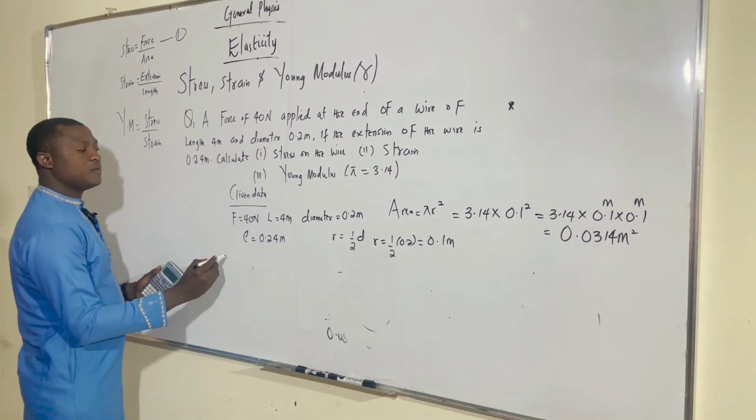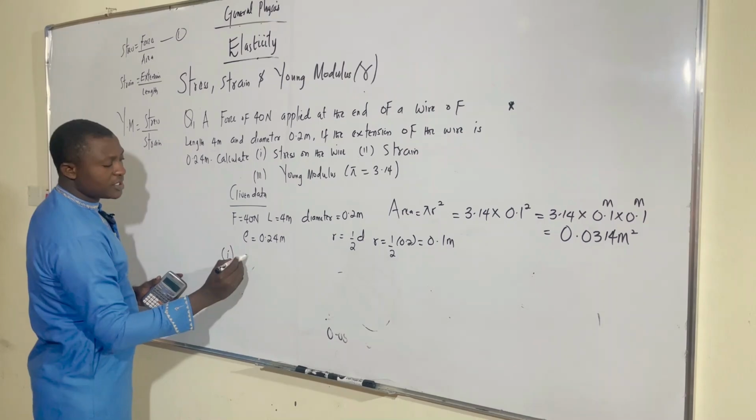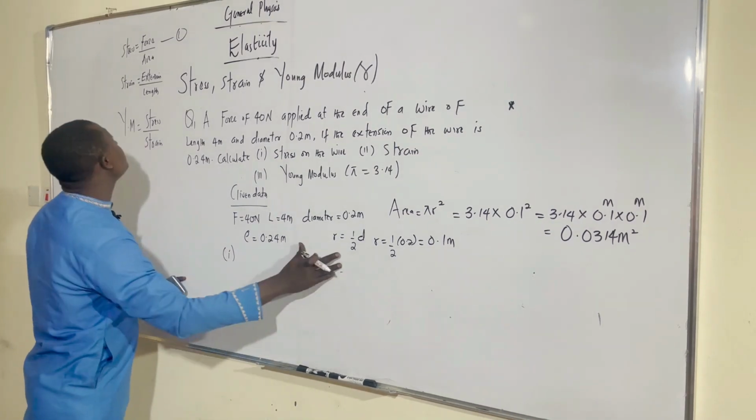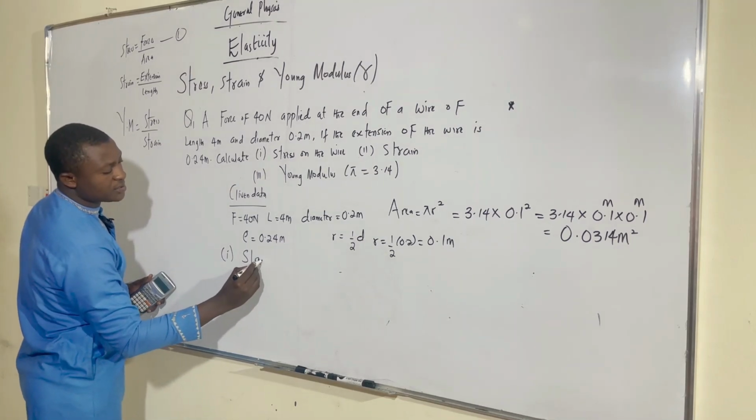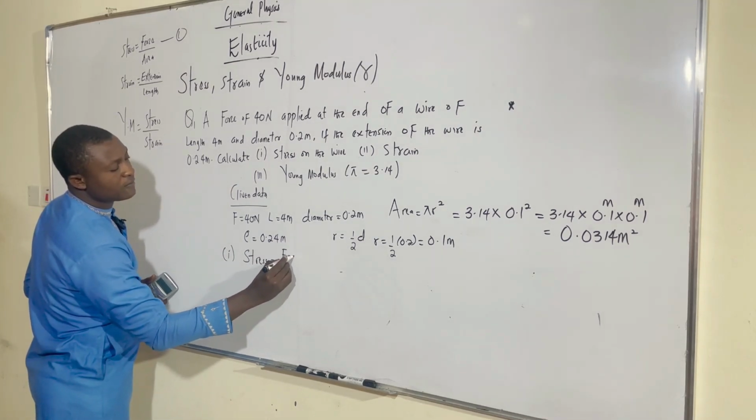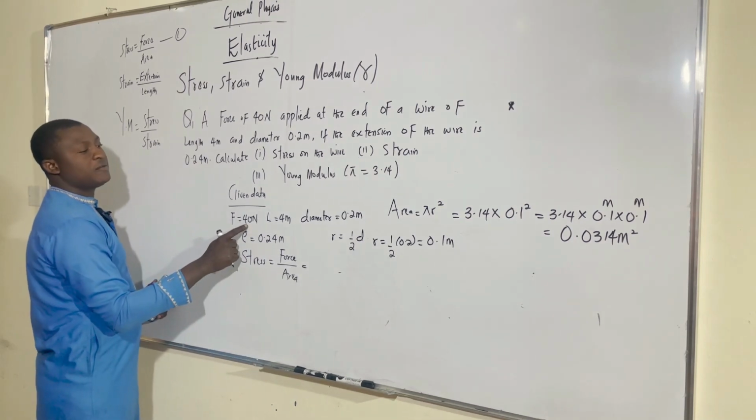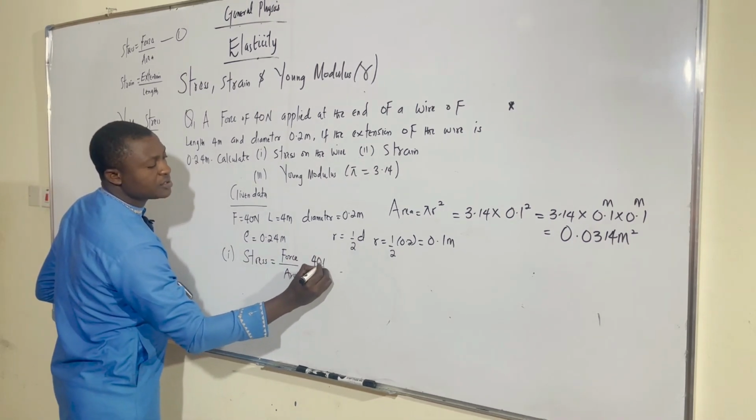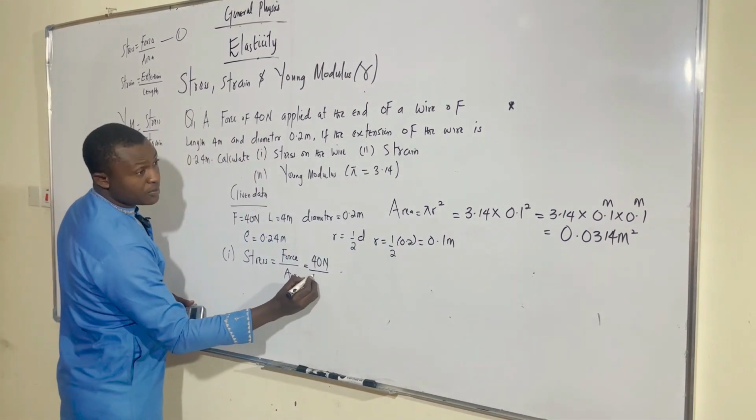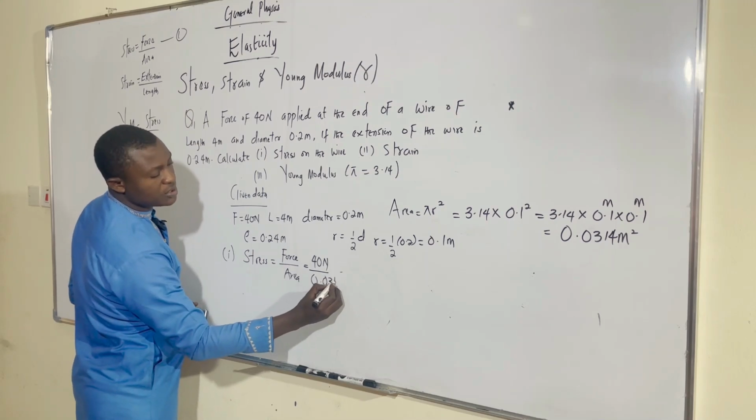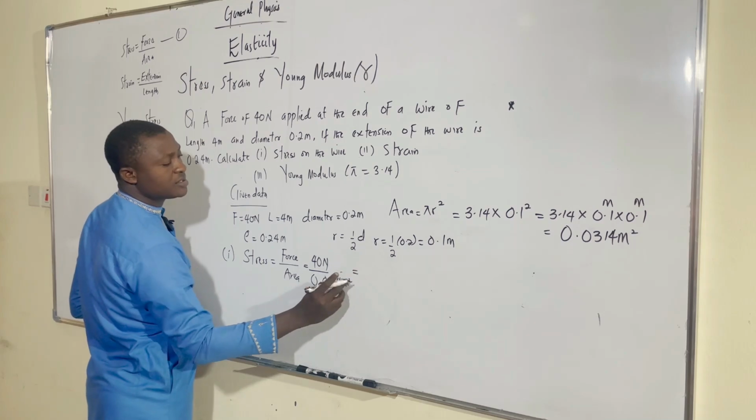So the first question is to find the stress on the wire. From the formula we have for stress, we said the stress is equal to force over area. Our force here is 40 Newton, divided by the area that we got here, which is 0.0314 meters squared. At the end of the day, you can put the unit there however you like, it's still the same thing.